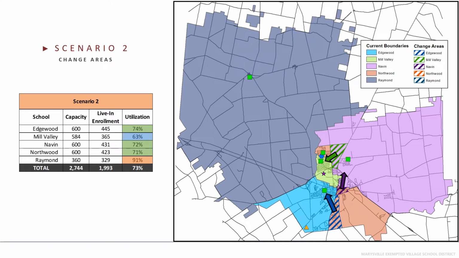The map on the right shows the areas that change in this scenario. Just as before, the Cooks Point area is moved into Mill Valley. This in-town portion of Northwood is moved to Naven, and this western portion of Northwood is moved into Edgewood.